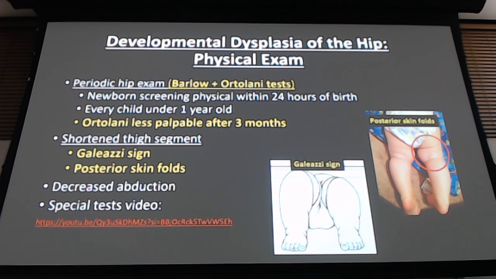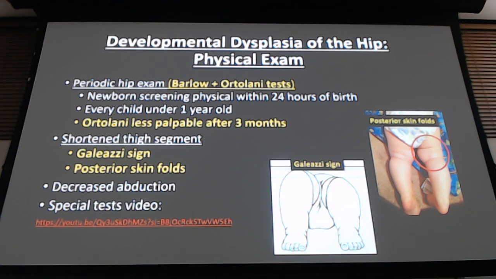So usually when the baby's born, you guys hopefully by now, and you will know next semester for sure in pediatrics, that babies have to get an initial screening eval done. It's a complete eval, physical exam, everything, within the first 24 hours of life. And as part of that exam, they're going to do the Ortolani and Barlow. They're going to do a hip screening to check for DDH.